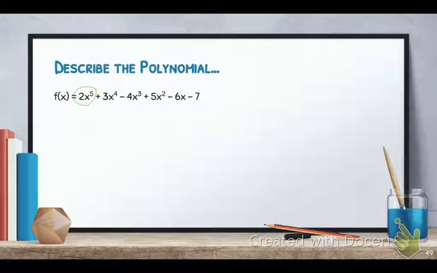So 5 is an odd degree, which means that the end behaviors are going to be opposite, one going to the positive, one going to the negative, right? And 2 is greater than 1, which means that I will have one end going into my first quadrant and the other end going down into my third quadrant.